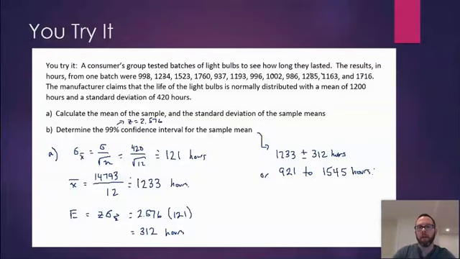So what does this tell us? So let's say you're this consumer group and you wanted to test their claim that these light bulbs last 1,200 hours. Just from measuring these 12, you could say, hey, we're 99% certain that the average lifetime of these light bulbs will be between 921 and 1,545. The manufacturer's claim of 1,200 lies smack down in that interval. So it appears like their claim checks out.